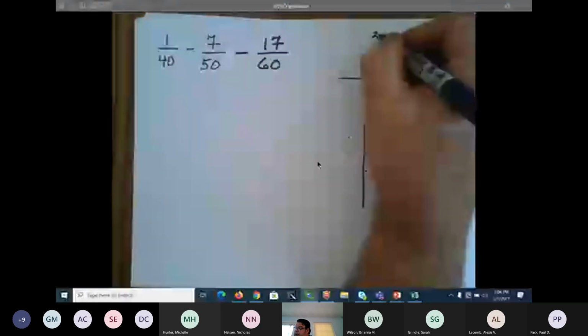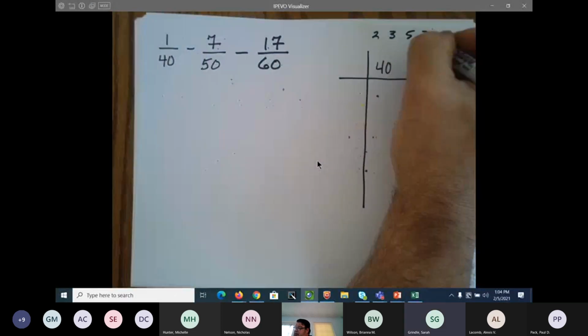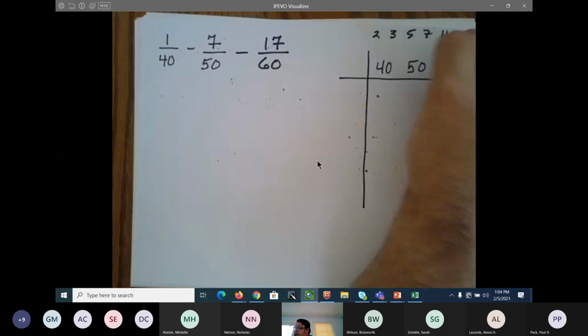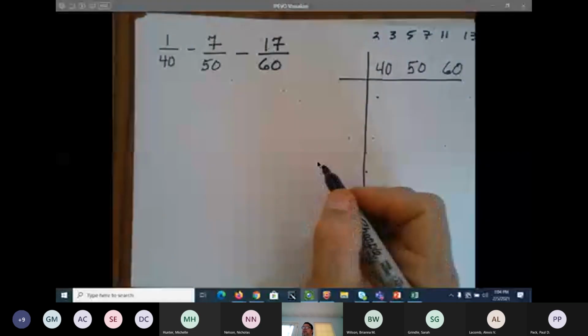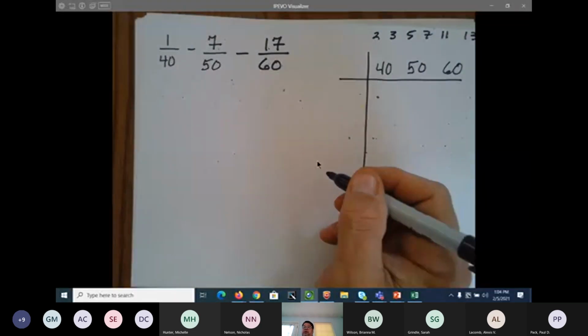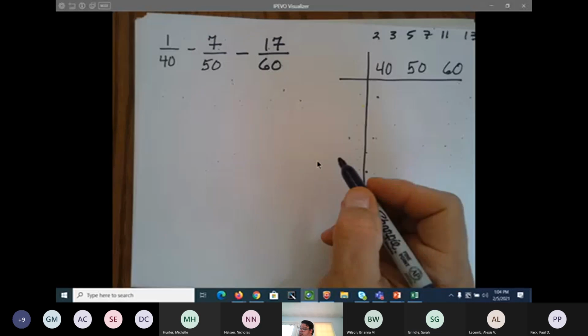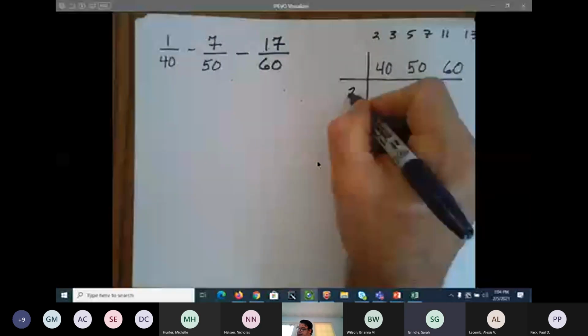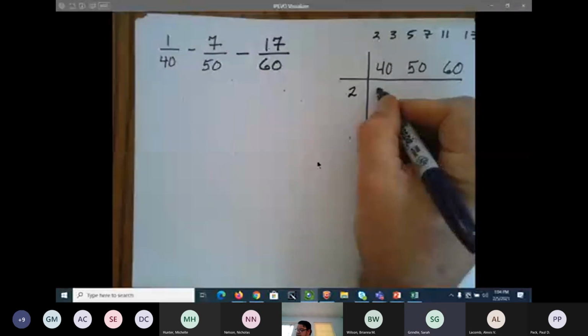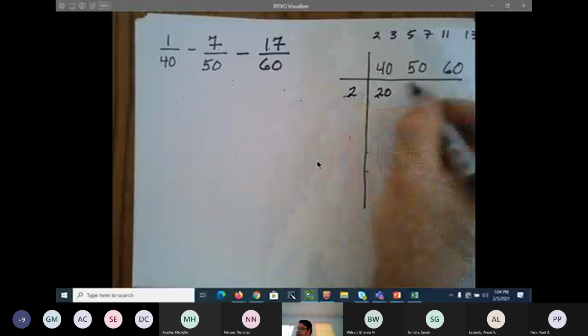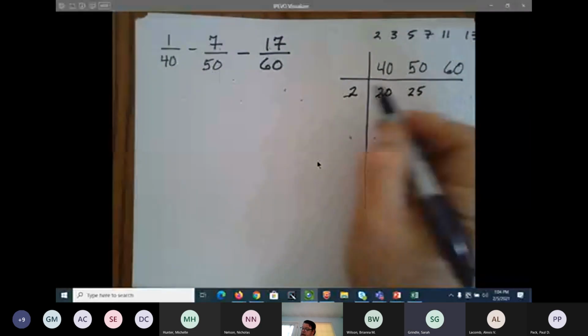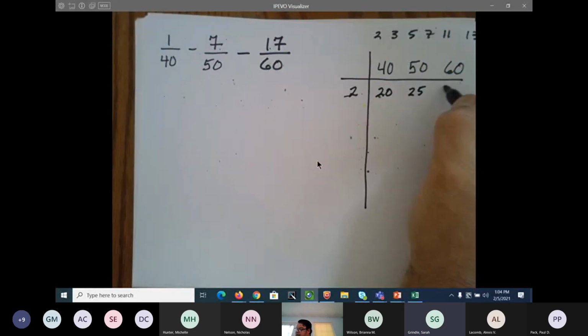2, 3, 5, 7, 11, and sometimes 13. But you don't need to listen to me because I'm a terrorist. So 2 will go into all of these. 2 will go into 40 20 times. 2 will go into 50 25 times. 2 will go into 60 30 times.